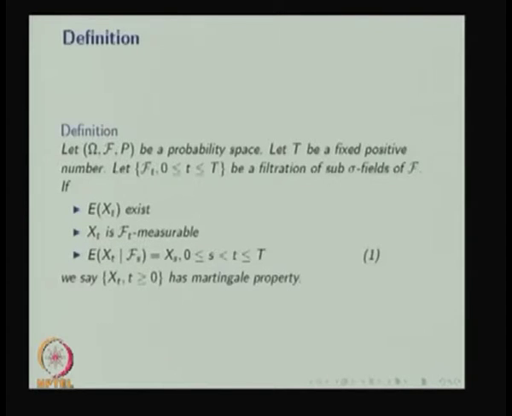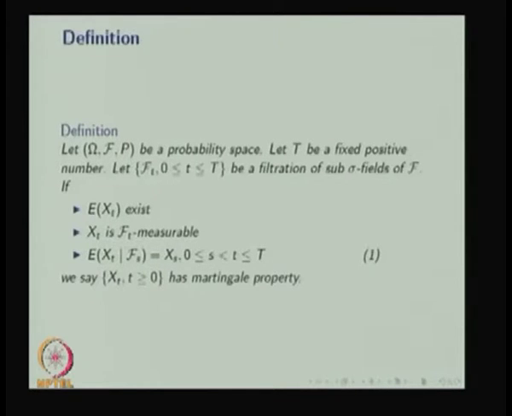The definition of Martingale is as follows. Let (Ω, F, P) be a probability space. Let T be a fixed positive number. Let the collection of filtration F_t, where t ranges from 0 to capital T, be sub sigma fields of F. So F is the sigma field, and the filtrations are the sub sigma fields of F.